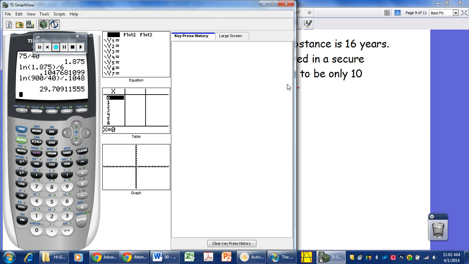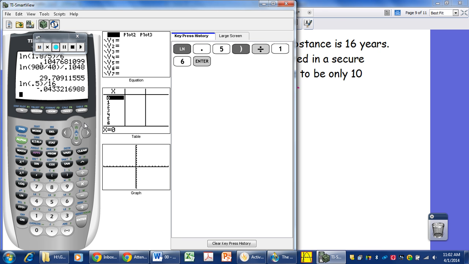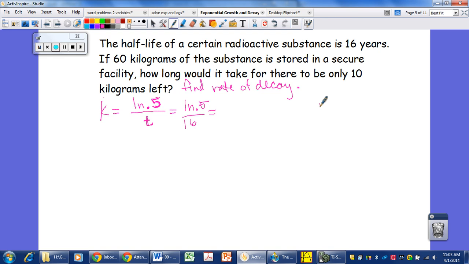There we go, calculator. So what we want to do is take the natural log of 1/2, close parentheses, and divide it by 16, the number of years. When we do that, we get negative 0.0433 as our K value. We would expect it to be negative because it is decay after all, so things are getting less. So negative 0.0433 is our decay value.